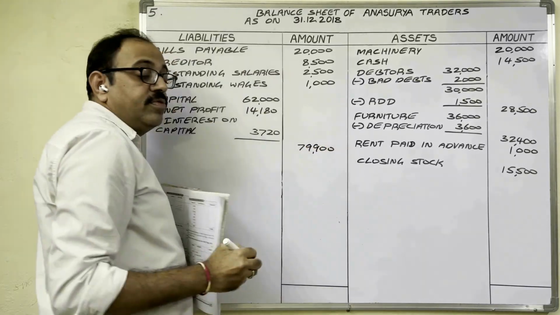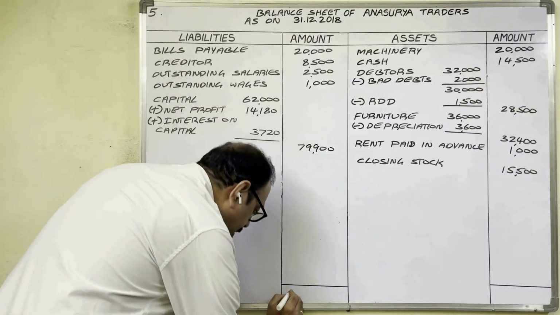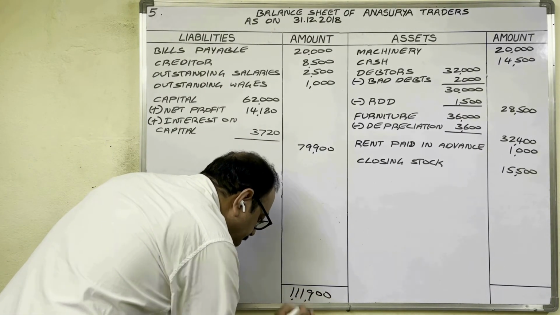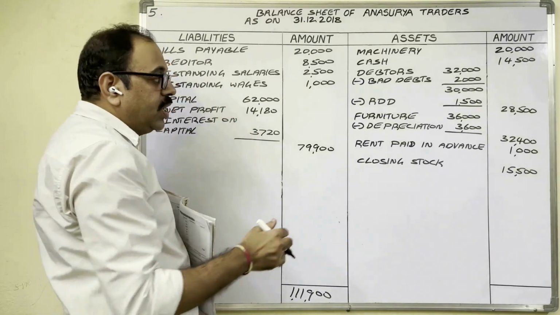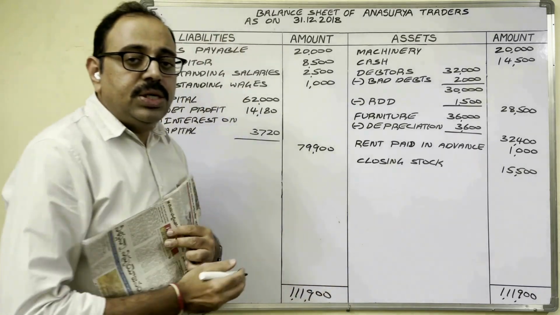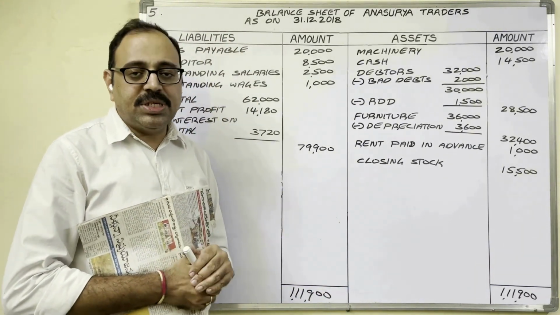79,900 rupees. Finally, put the totals on two sides. Liabilities total 1,11,900 rupees. Asset side total, same amount is coming. Thus, two sides you should get same amounts. Then only your problem is correct.